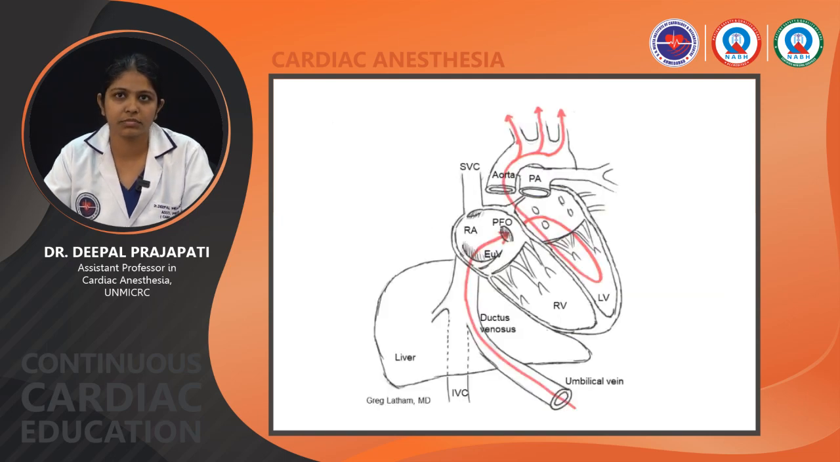See here, the blood coming from the umbilical vein through ductus venosus enters the heart via IVC, from there to the Eustachian valve, from there to RA, PFO, from there to LA, from LA to LV, through the aorta, and it goes to the upper part of the brain and upper extremities of the fetal circulation.